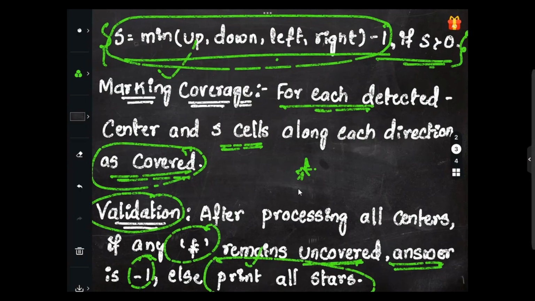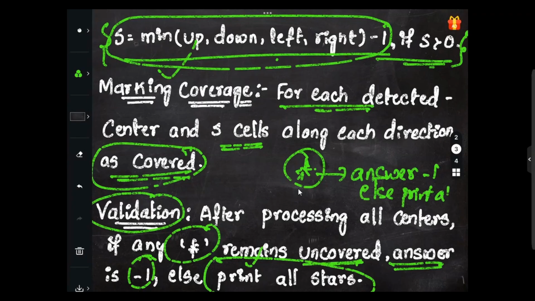So after processing all the centers, if any star remains uncovered, for that we will go with the answer -1. Else we will print all the stars. Right. So this is fine.